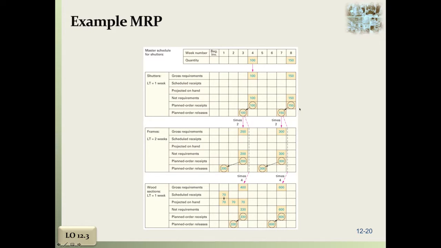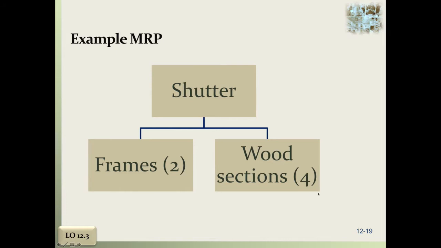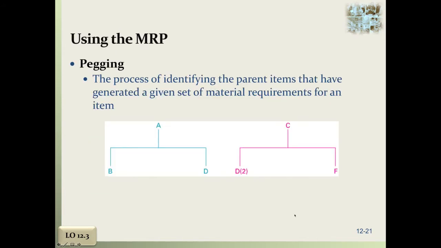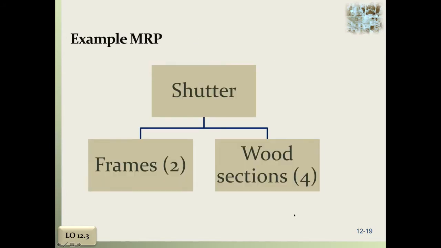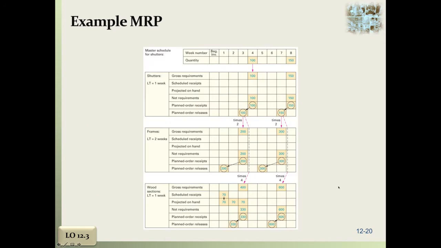The same thing is going to happen here, but it's 300 because you had 150 required on week 8. And that 300 is going to be brought over 2 weeks for the lead time. Okay. Now this one is separate because these are those wood sections. So if I go to the previous page on wood sections, I need 4 for each shutter. So it's like doing its own thing.